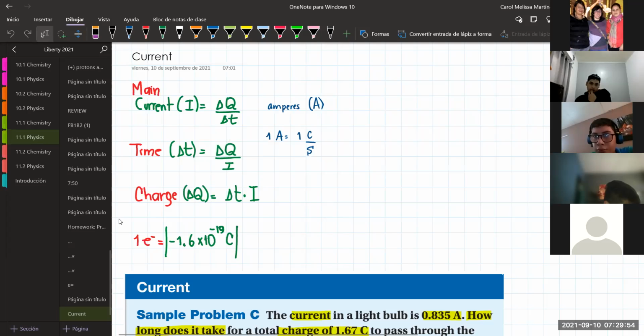If I have the amount of electrons, I can get the charge. So this is an exercise that is done in 2 steps. It's a little bit more complex, but in the end, it's also very easy to do. So let me show you.